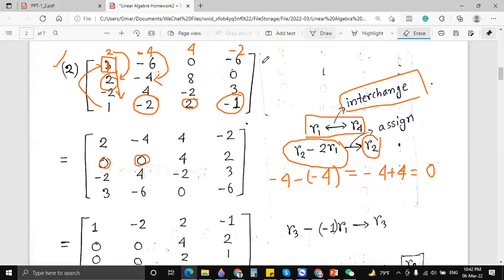So 8 minus 4. Okay, this way. So the previous problem is the same: minus 4 minus minus 4. You see the same thing. And this one, 2 minus 2. So 2 minus 2 is going to be 0. So this way we do 8 minus 4, that is 4, and 0 minus minus 2, that is plus 2.